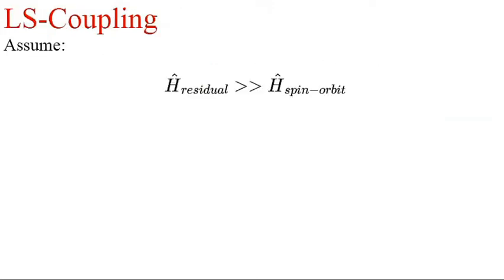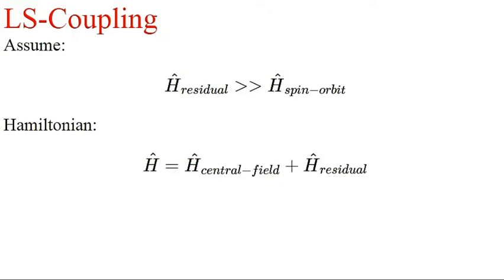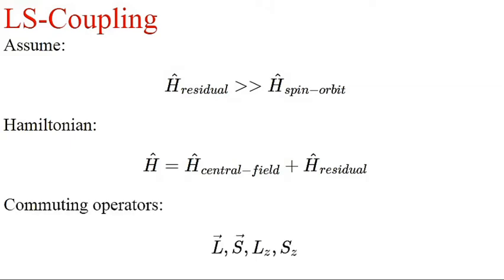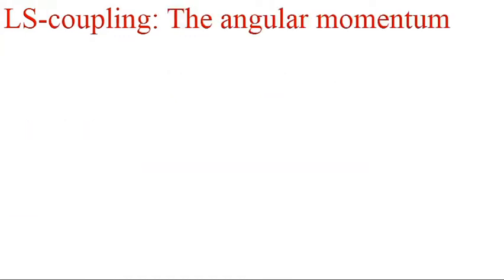We will neglect this. LS coupling: in LS coupling we assume that the residual part of the Hamiltonian is much larger than the spin orbit part, in which case our Hamiltonian becomes this. The spin orbit part may be added later as a small perturbation. This Hamiltonian commutes with the orbital and spin angular momentum operators as well.